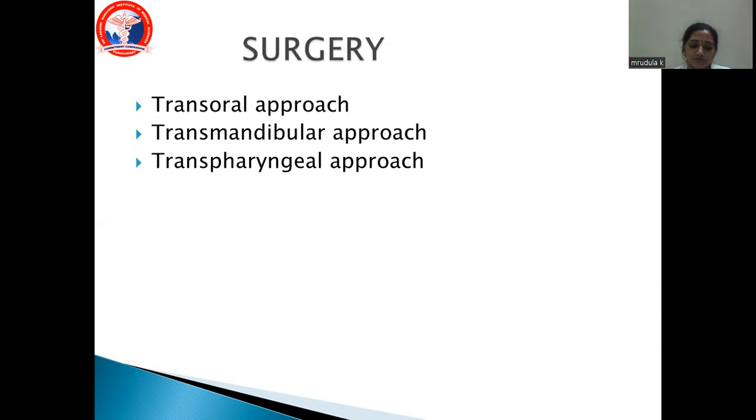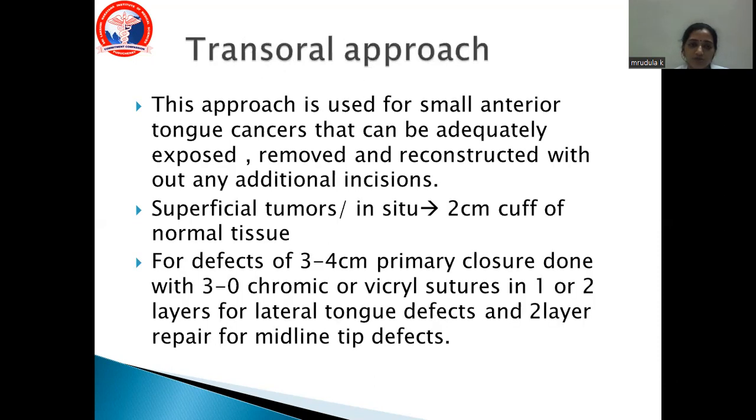So surgery for the primary tumor includes transoral approach, transmandibular approach, transpharyngeal approach. Transoral approach is for small anterior tongue cancers that can be adequately exposed, removed, and reconstructed without any additional incisions. For superficial tumors in situ, take a 2 cm cuff of normal tissue. For defects of 3 to 4 centimeters, we can do a primary closure with 3-0 chromic or Vicryl sutures in 1 or 2 layers for lateral tongue defects, and 2 layers for midline tip defects.